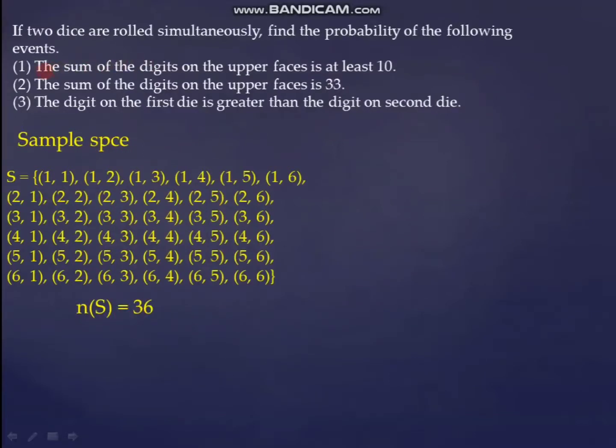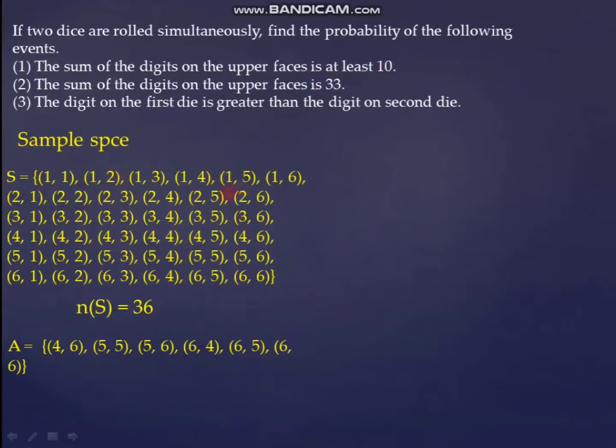Now the first event is the sum of digits on the upper faces is at least 10. We'll name this event as event A and we'll write the set A in which the sample points from the sample space satisfy the given condition. So here we want those sample points whose sum of the digits on the upper faces is at least 10.